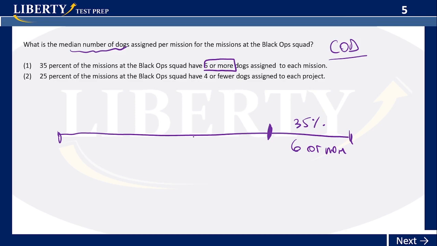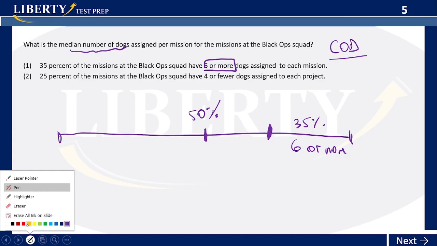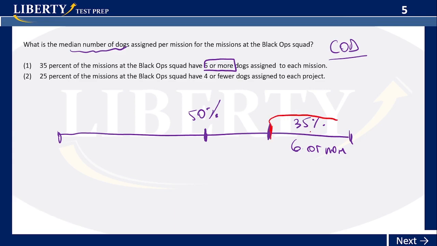We want to get the 50th percentile. That's the one that is in the middle, right? So if they tell you the top 35% have 6 or more, that means this top 35% starts at 65%. That's not enough because it doesn't let me know what's in the middle, right? In the middle, we know it's less than 6. It could be 5, 4, 3, 2, 1, but we don't know which.